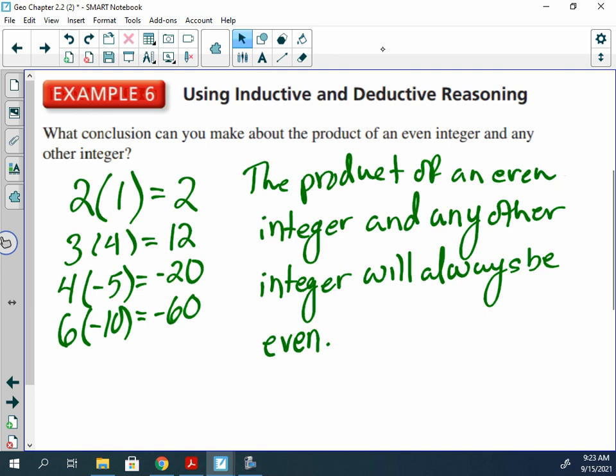And here we had to use inductive reasoning to figure that out because we don't have any real facts about the product of even integers. So here we're having to use inductive reasoning for it. Questions on this here?